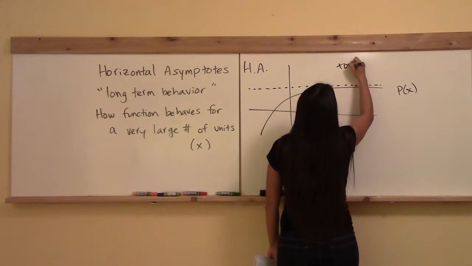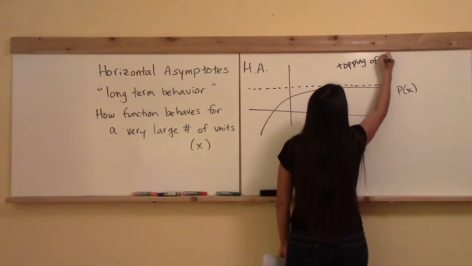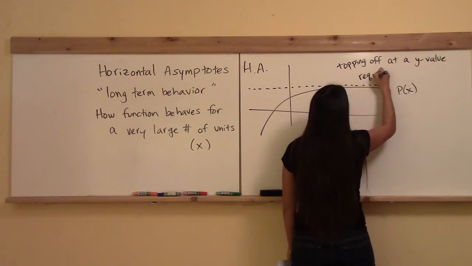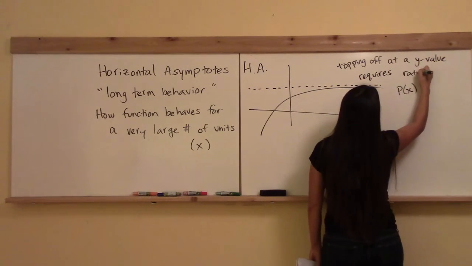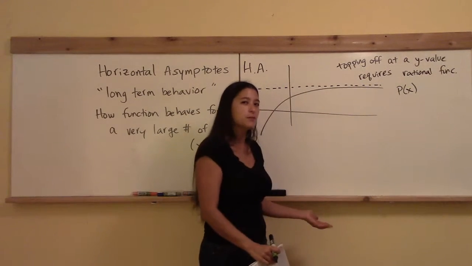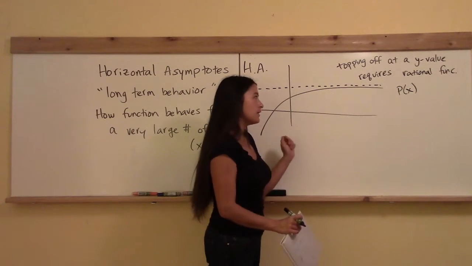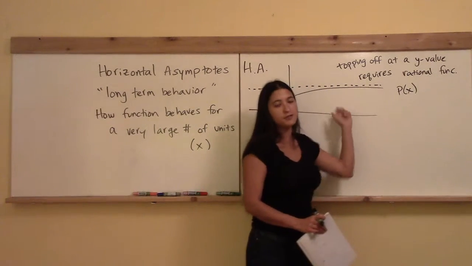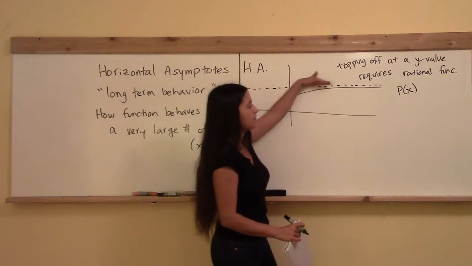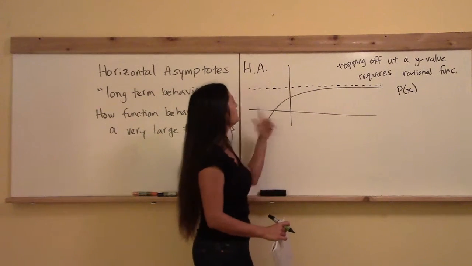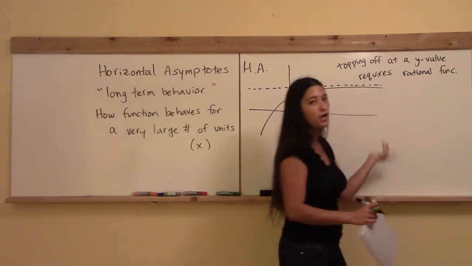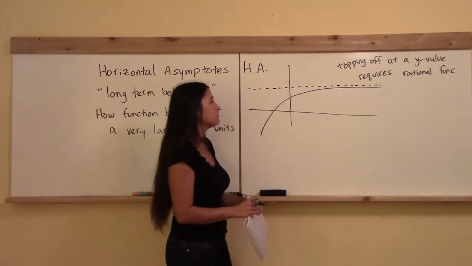Okay, so this topping off at a specific y value requires a rational function, or another type of special function like an exponential form. We haven't studied those yet, so that's why I'm saying it requires a rational function under the set of functions that you guys know so far. So you can't get this topping off type of behavior from a polynomial. You need to make a ratio of two polynomials. I'll erase this. Let's say this represents profit, cost, revenue, anything like that.